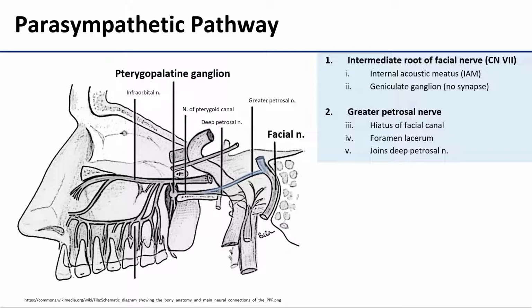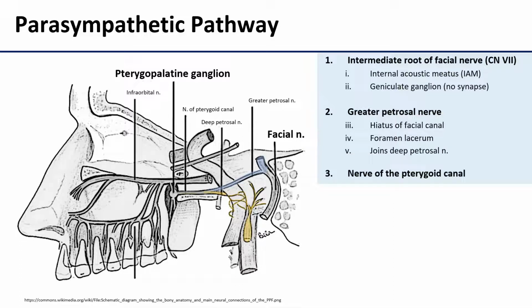From there, it joins up with the deep petrosal nerve, which, remember, is going to be carrying postganglionic sympathetic axons from the carotid plexus. These have already synapsed in the superior cervical ganglion, and they've ridden on the internal carotid artery to get up onto the head and neck. The deep petrosal nerve is just a group of these fibers that pulls away from the wall of the artery and will eventually serve the midface.